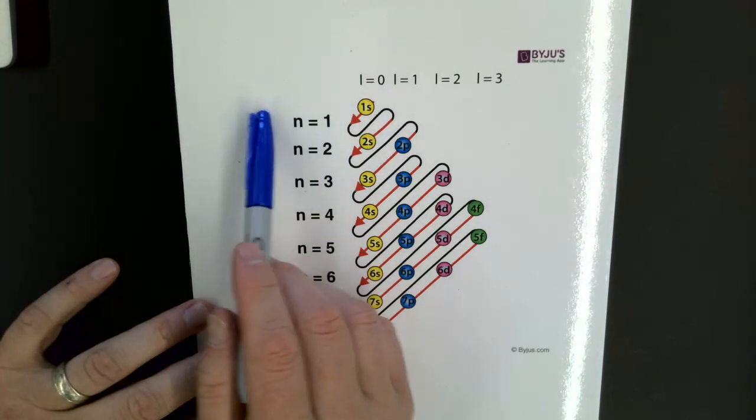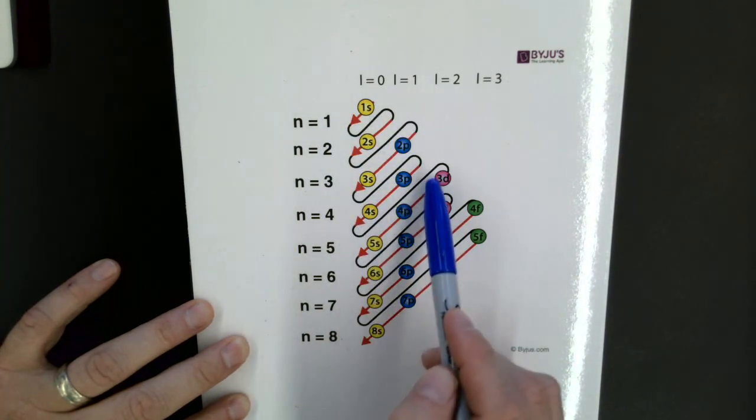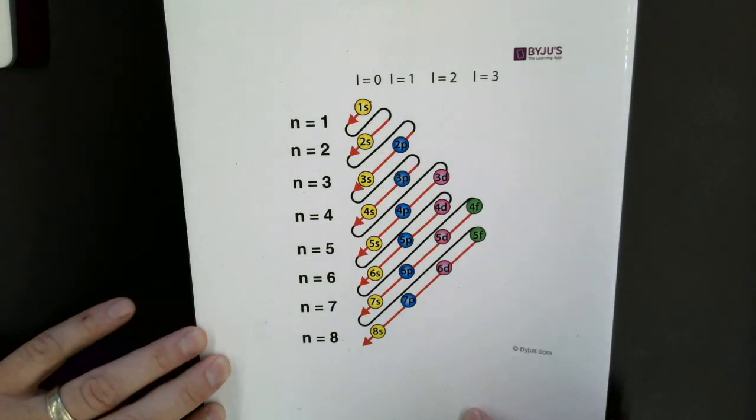We're going to start at the lowest orbital of energy, which is 1s, and we're slowly going to work our way all the way to possibly 8s if we go that far. So this will be given to you. You just need to know how to use it and how to read it.